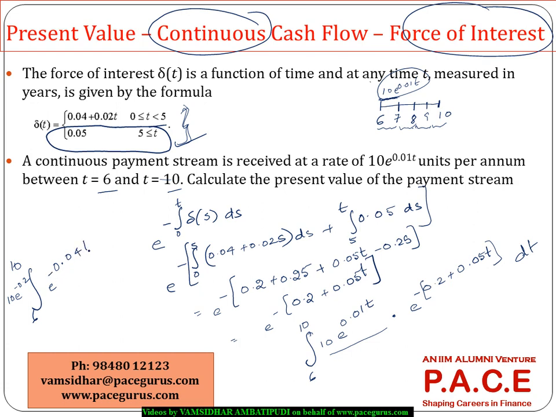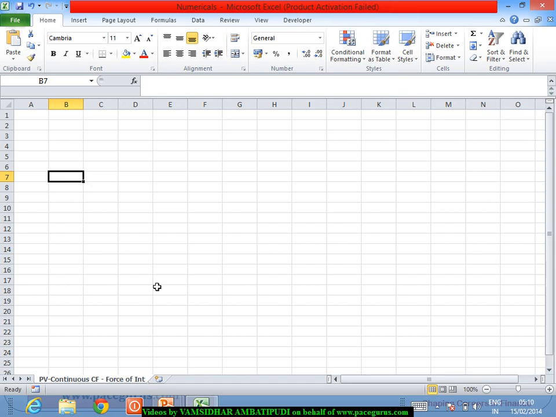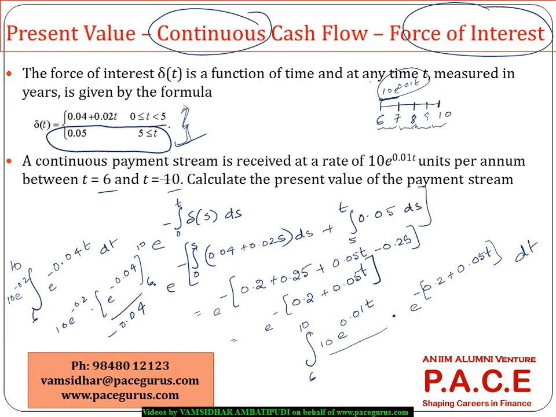Minus 0.04 t dt. So this is becoming 10 into e power minus 2.2 into the integral of e power minus 0.04 t, which is e power minus 0.04 t divided by minus 0.04, integrated between 10 and 6. So the common side without the integral, if I compute it, is 10 into e power minus 0.2 divided by minus 0.04. This is working out to minus 204.